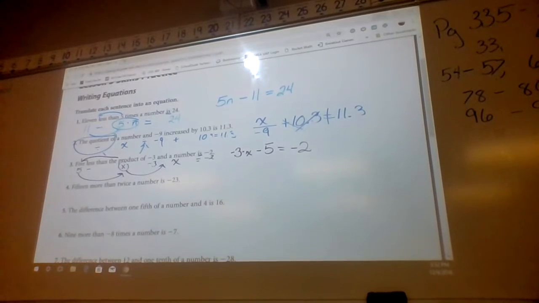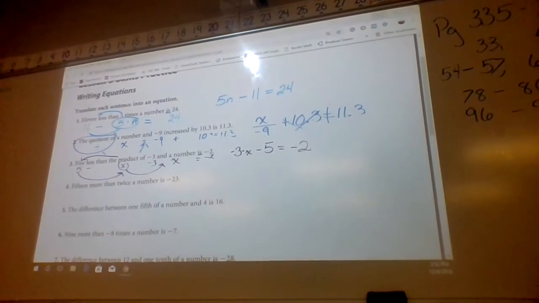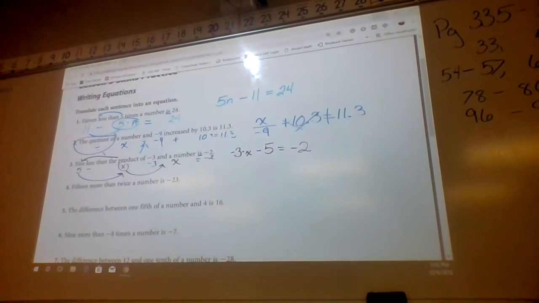Okay, the product. What does product mean? Multiply. Multiplication of what? -3. So it means -3 times what? x. Why x? Because that's a number. Okay, what's after that? -2. So it's 5 minus -3 times x equals -2.